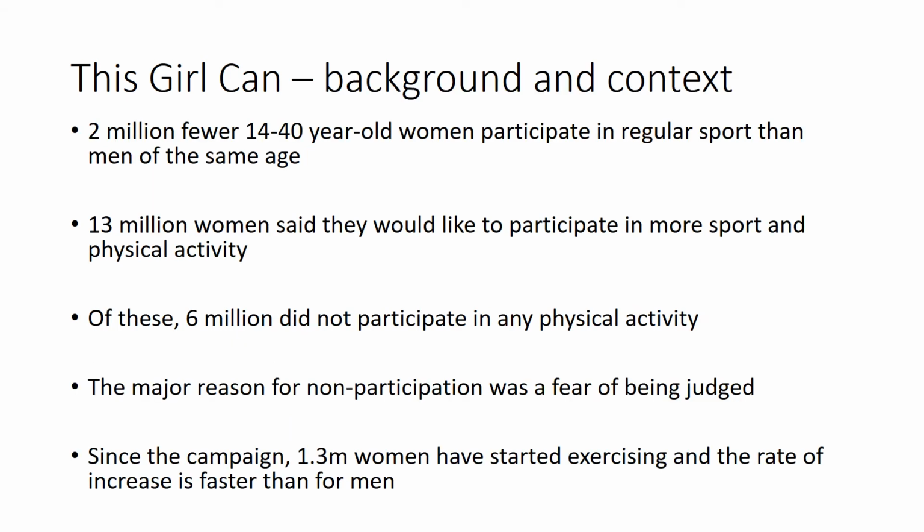Some background and context. It was revealed that 2 million fewer 14 to 40-year-old women participate in regular sport than men of the same age. That is the motivation for this advertising campaign. 13 million women said they would like to participate in more sport and physical activity. Of these, 6 million did not participate in any at all. The major reason for non-participation was a fear of being judged. And since the campaign, 1.3 million women have started exercising, and the rate of increase is faster than for men, which helps to highlight the success of the campaign.